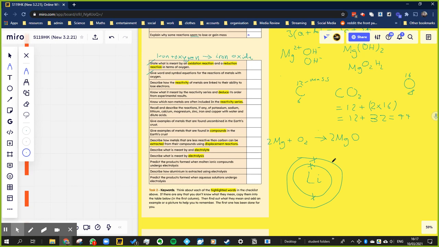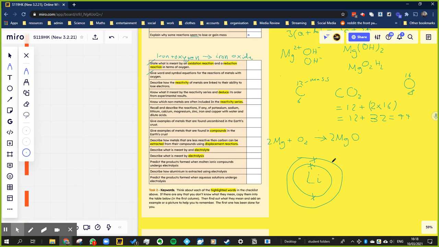Lithium, like all atoms, likes to have a full outer shell. So when I react this lithium, I'm going to just remove that 1 electron. It's a lot easier to remove 1 electron than it is to remove 2 electrons or 3 electrons. And so lithium is quite reactive because it only needs to lose 1 electron.